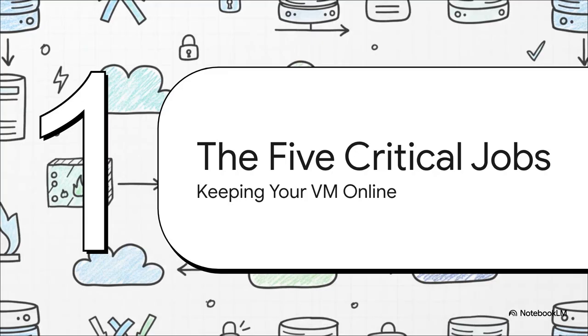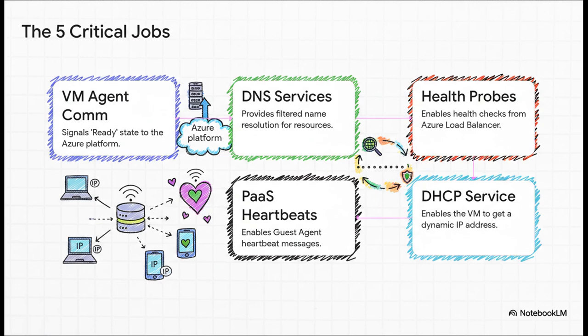So what does this control tower actually do all day? It's not just sitting there idly. It's juggling 5 absolutely critical jobs that keep your VMs online and functioning the way they should. Let's dig in. Okay, let's run through the list. First, it handles VM agent communication. This is literally your VM raising its hand and telling Azure, hey, I'm up and I'm ready to work. Second, it provides crucial DNS services. Third, it's how the Azure Load Balancer sends health probes, constantly tapping your VM on the shoulder saying, you still good over there? Fourth, it's the DHCP service that gives your VM its IP address in the first place. And finally, for PaaS roles, it manages those essential heartbeat messages. So you see, if you take this IP away, your VM is basically flying in a total blackout.